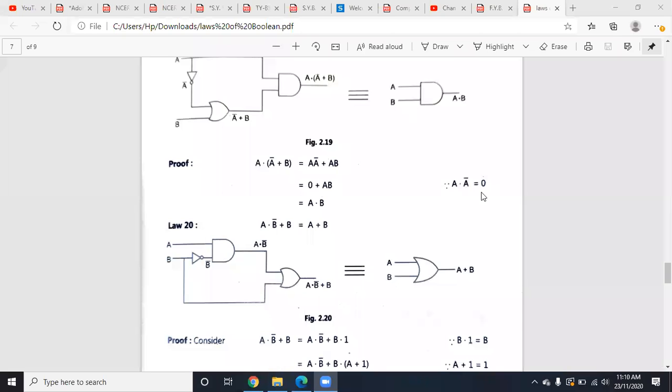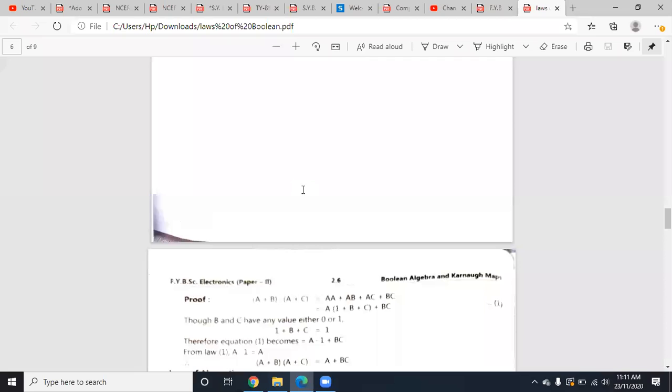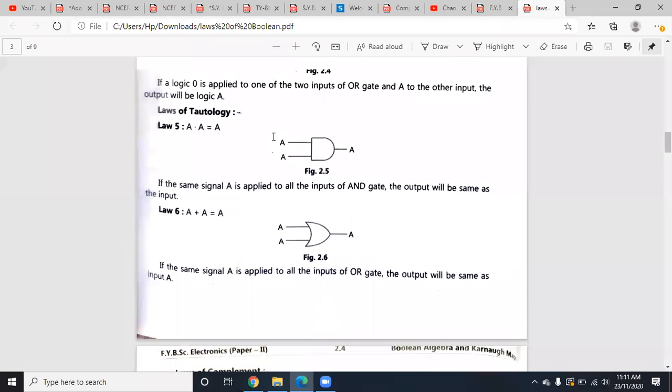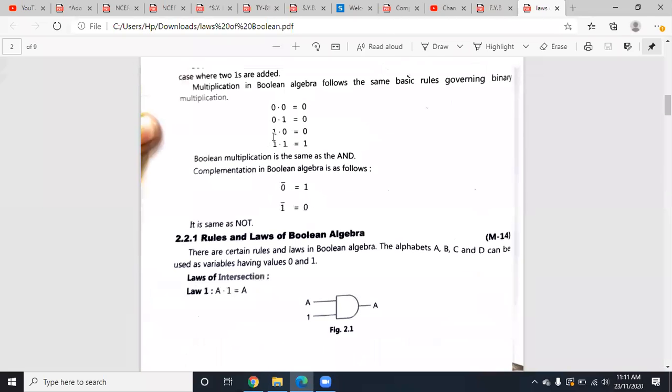Okay. So in the last lecture, we have seen some laws of Boolean algebra, right? Yes or no? Yes, ma'am. After Diwali, I think this is the first lecture of electronics, right? So today we'll quickly revise all the rules.